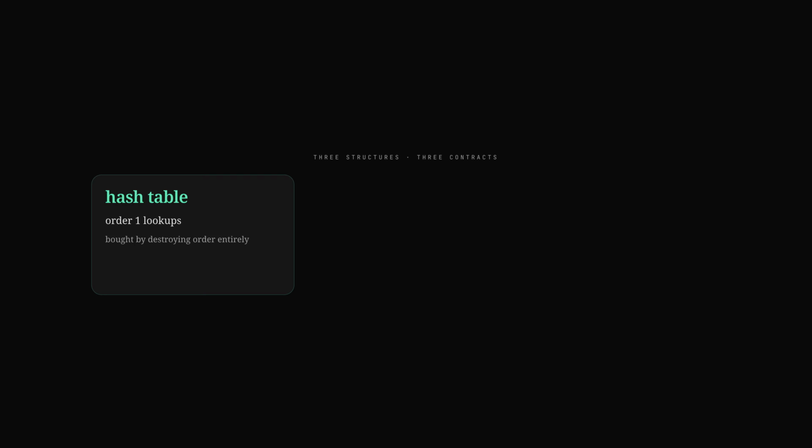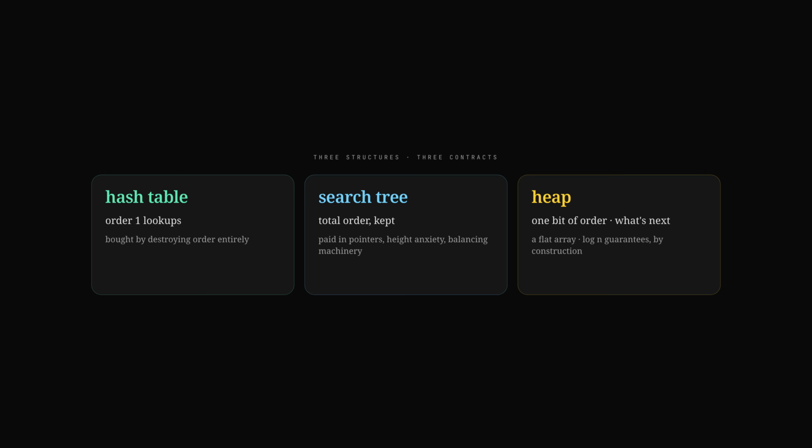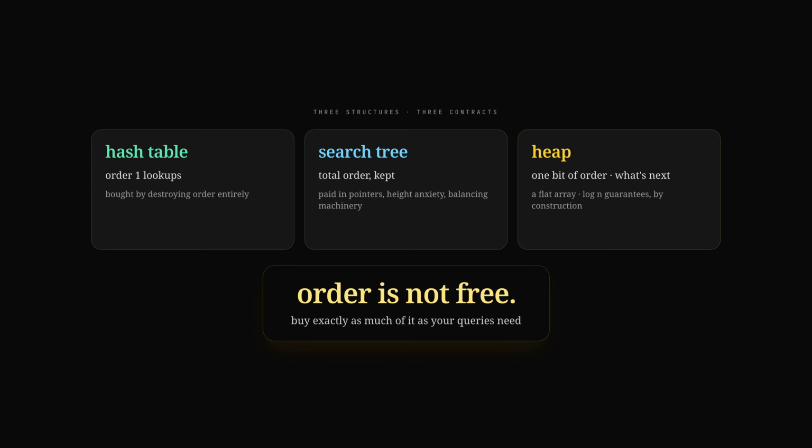And that closes the module. 3 structures, 3 contracts. The hash table bought order 1 lookups by destroying order entirely. The search tree kept total order and paid in pointers, height anxiety, and balancing machinery. The heap keeps exactly 1 bit of order. What's next? In a flat array, with log n guarantees by construction. The module's lesson in 1 line. Order is not free. Buy exactly as much of it as your queries need.